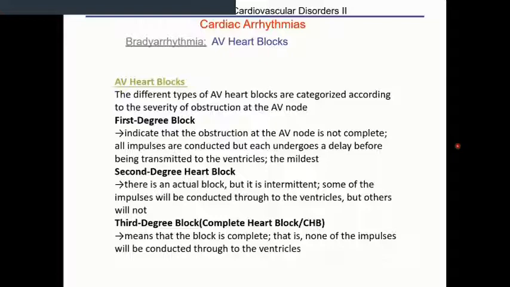Your second degree heart block is where there's an actual block, but it is intermittent, so it's not regular. Some of the impulses will be conducted, but others will not. And finally, the last one, your third degree block, the block is complete, and that is none of the impulses will be conducted through to the ventricles. So there is complete dissociation between your atria and your ventricles.